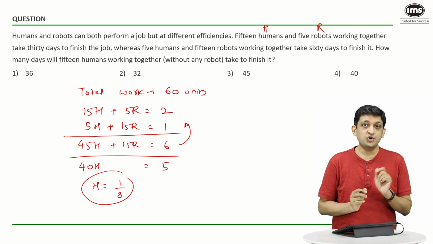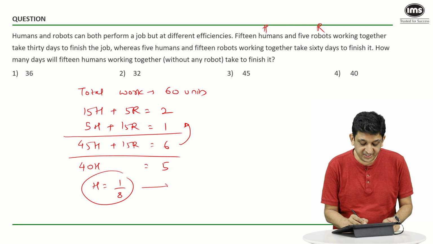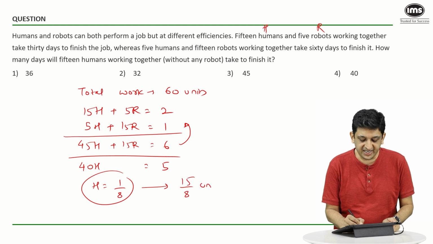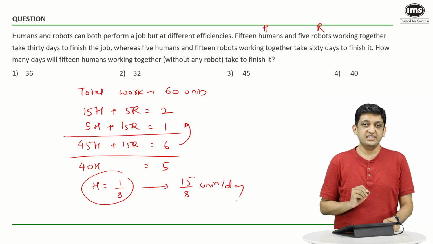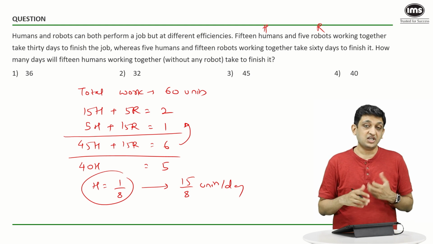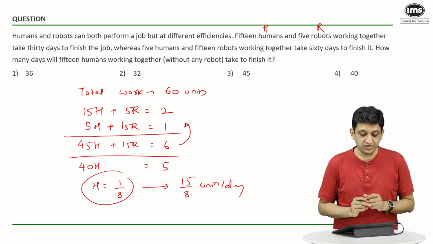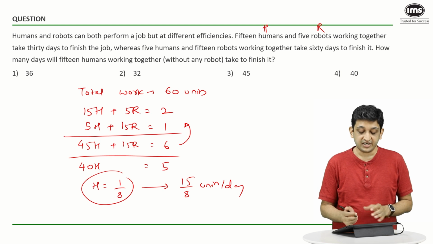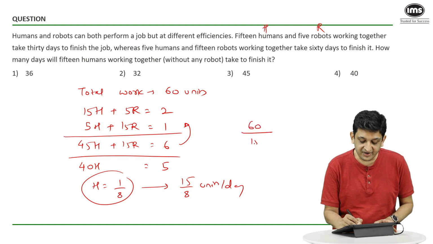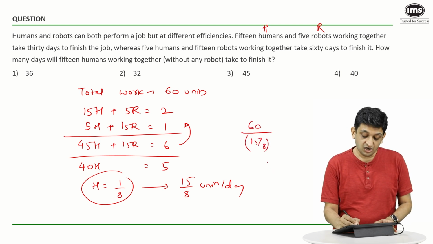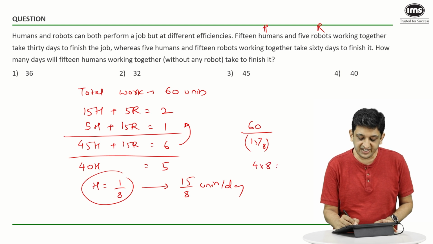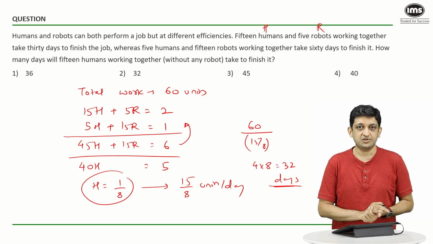Now there are 15 humans who are working together. So 15 humans will do 15 by 8 units per day when they are working together. What is the total amount of work that needs to be done? 60 units. So how much time is this going to take? It's going to take 60 divided by 15 by 8, or 4 into 8, that is 32 days for 15 men to finish this piece of work.